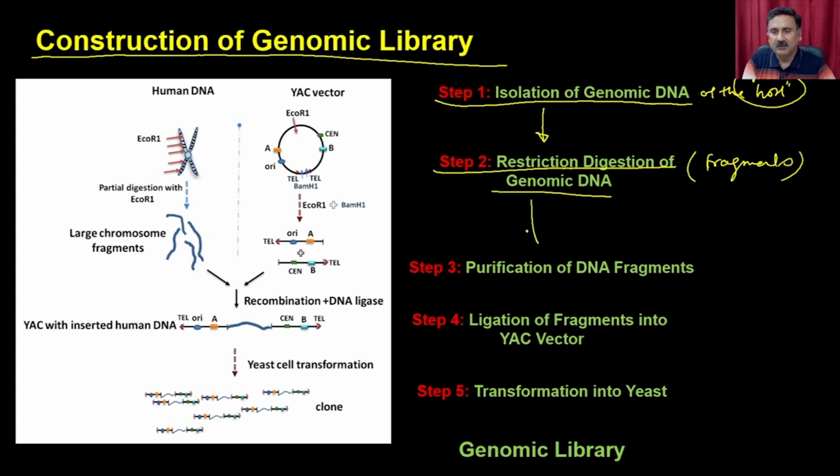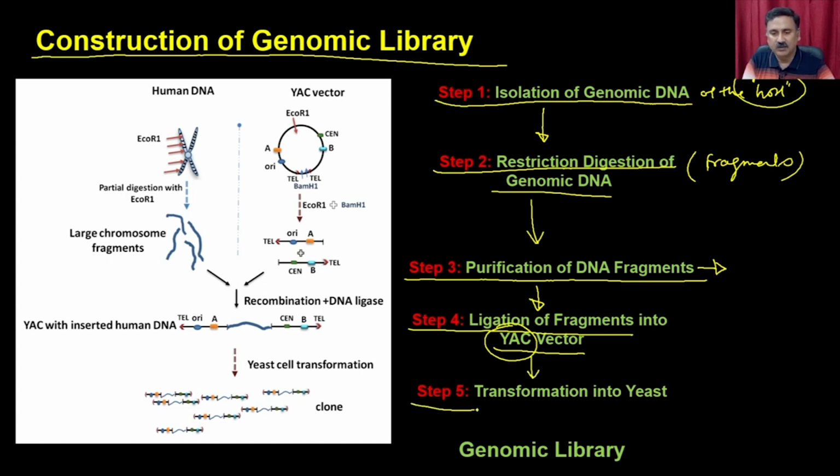In step 3, you are going to purify these fragments so that you can use them, and then you ligate these fragments into a suitable vector. In this case, we have taken an example of a YAC vector, and then in step 5 all these are transformed into yeast so that you get a library of clones. Once you have the library of clones, that gives you a genomic library, all the genes present in this particular organism.